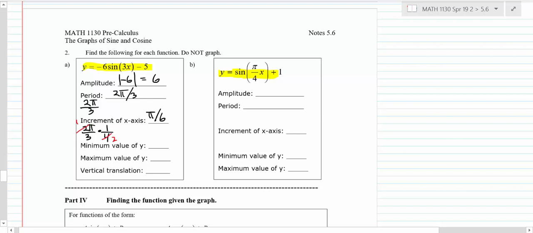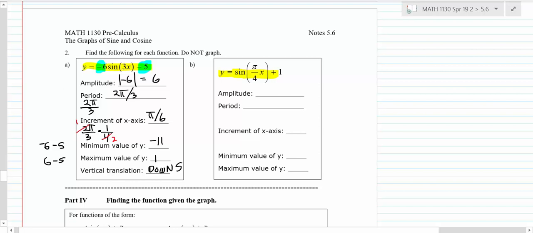Okay. Now let's think about the minimum value of y on this problem. The key numbers that are manipulating y values are the negative 6 and 5. So the way I look at it is like this. The minimum is negative 6, but you're taking it down 5. The maximum is positive 6, but you're taking it down 5. If your amplitude is 6, then you have negative 6 and 6, but then those numbers have to go down 5. So that minimum is negative 11. That maximum is 1. The vertical translation on this problem is just down 5. Okay? And that's it.